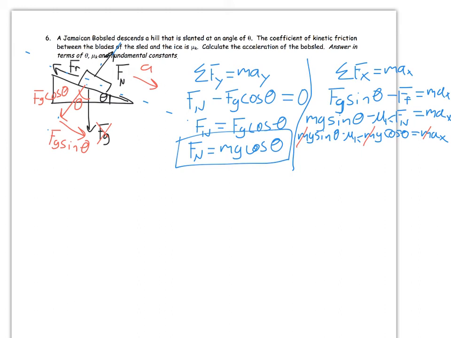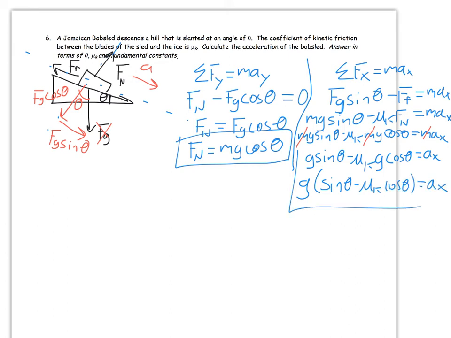And so what we're left with is an expression for our acceleration, g sine theta minus mu k times g cosine theta. And if you want to be fancy here, you can factor out that g and say g times sine theta minus mu k cosine theta, and that's your acceleration. But you certainly don't have to do that. That first one is a perfectly acceptable answer.